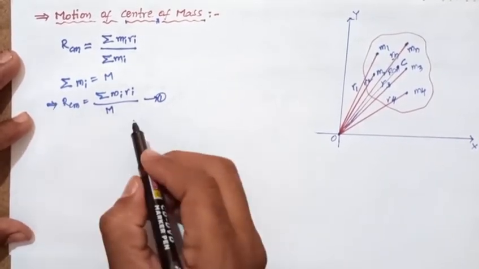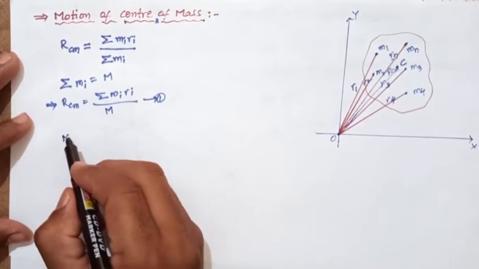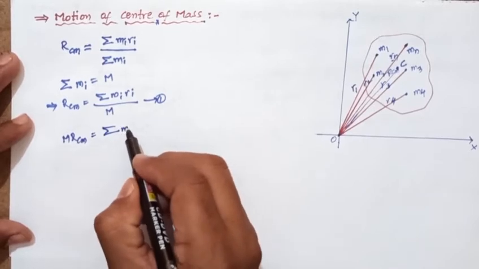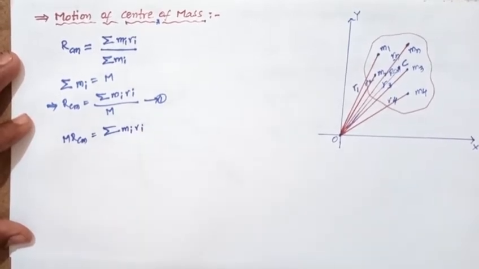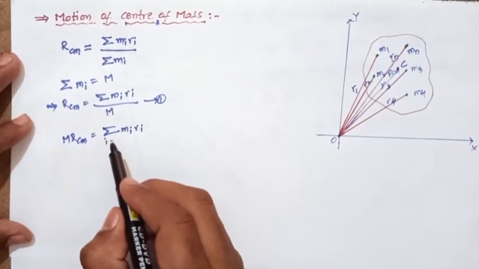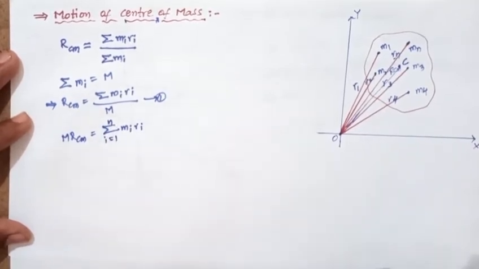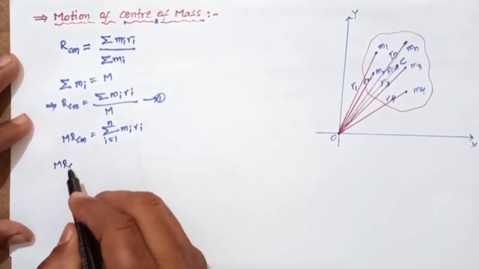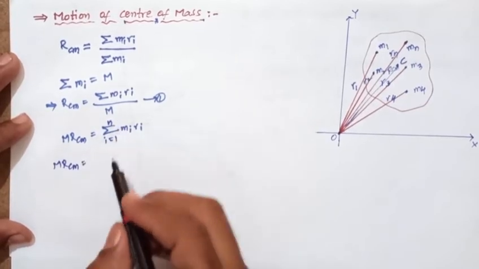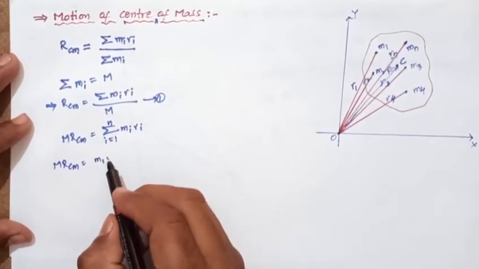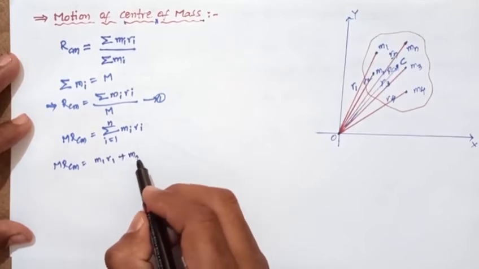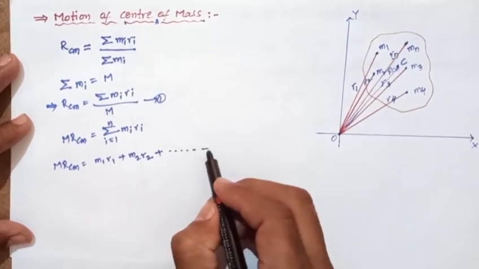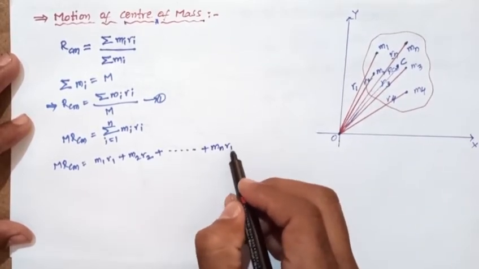Okay, by cross multiplication, M rcm equals sigma mi ri. Here i goes from 1 to n particles. So we can substitute i equals 1 to n: M rcm equals m1 r1 plus m2 r2 plus m3 r3, and so on up to mn rn.